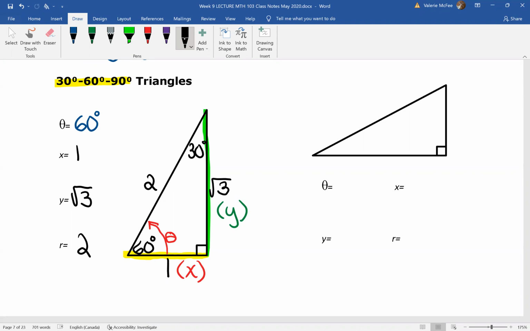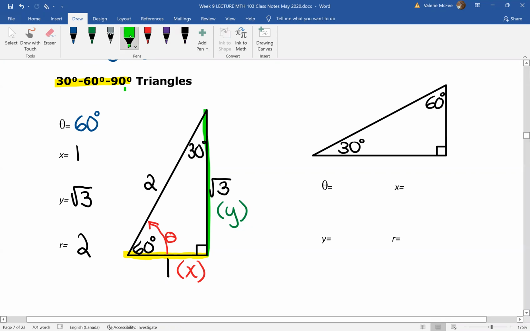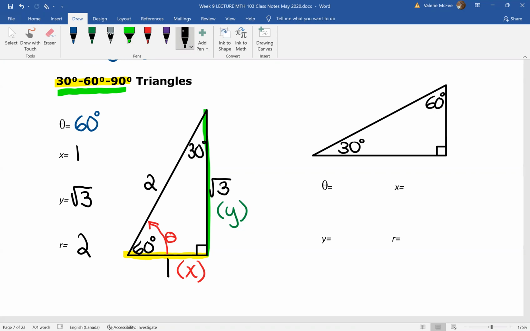I want to take this same triangle now and tip it over so that this angle is 30 degrees and this angle is 60 degrees. Can you fill in the side lengths? It's still a 30, 60, 90 degree triangle. So our hypotenuse will be 2. Across from the smallest angle is our shortest side, and across from 60 degrees, the square root of 3.